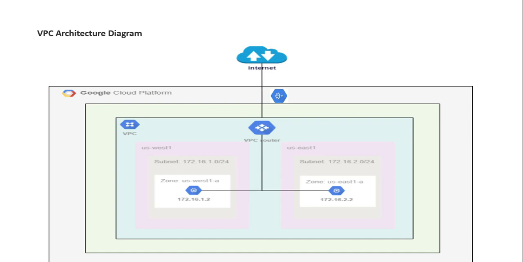VPC architecture diagram. In this video, we will create the VPC network along with a public subnet and a private subnet. Once the subnets are created, we will create the Cloud NAT associated with the private subnet, so that the NAT gateway helps with accessing the internet. Those things we are writing with Terraform.